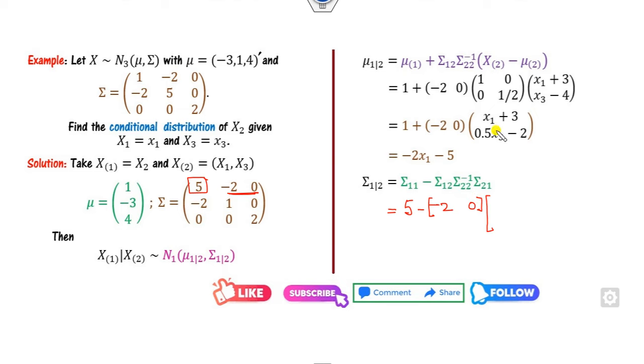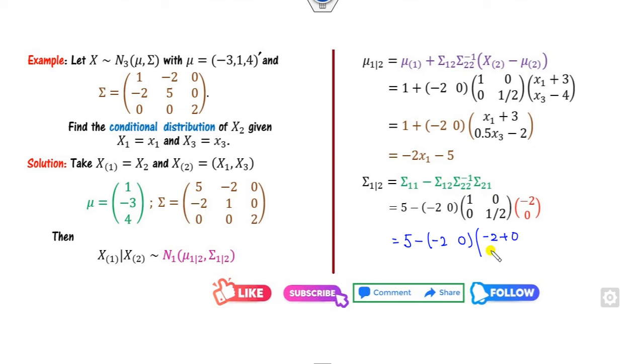Sigma 2 inverse. I already computed that: 0, half. And this number is always a transpose of this part. Now can you multiply them? It's very easy. Now you can multiply them. It's minus 2, 0. It will be minus 2 plus 0. It is 0 plus 0.